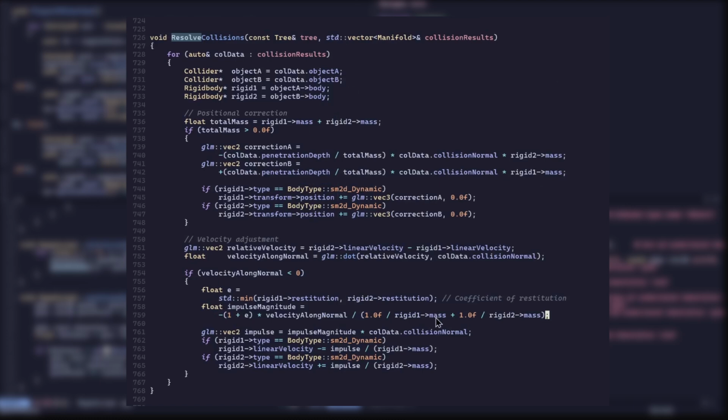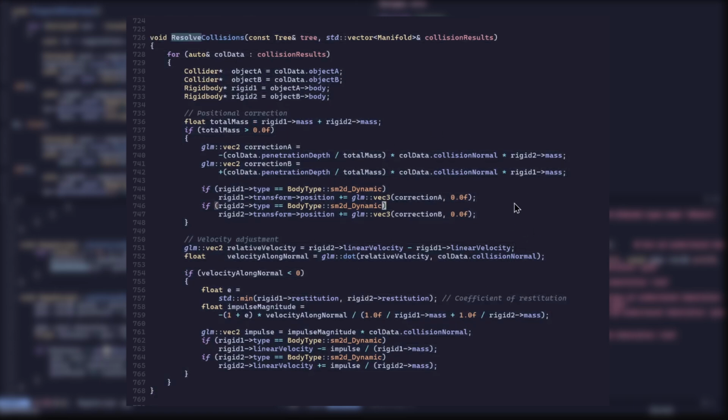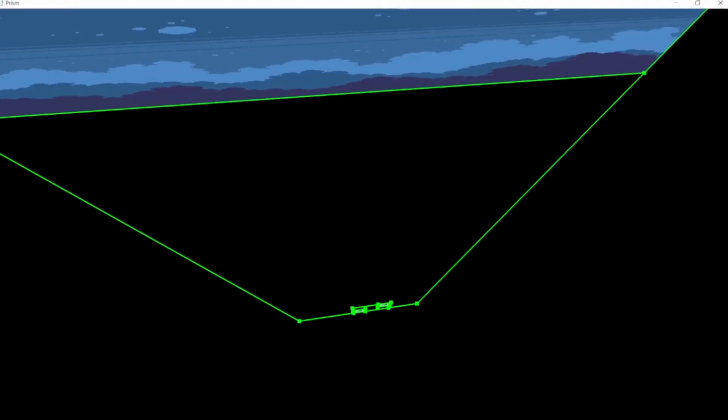I also made a solver function to solve all these manifolds, adjusting the positions of both objects to distance themselves to resolve the penetration. And after testing it out, it's pretty much working now. Wait, no, it's not working.